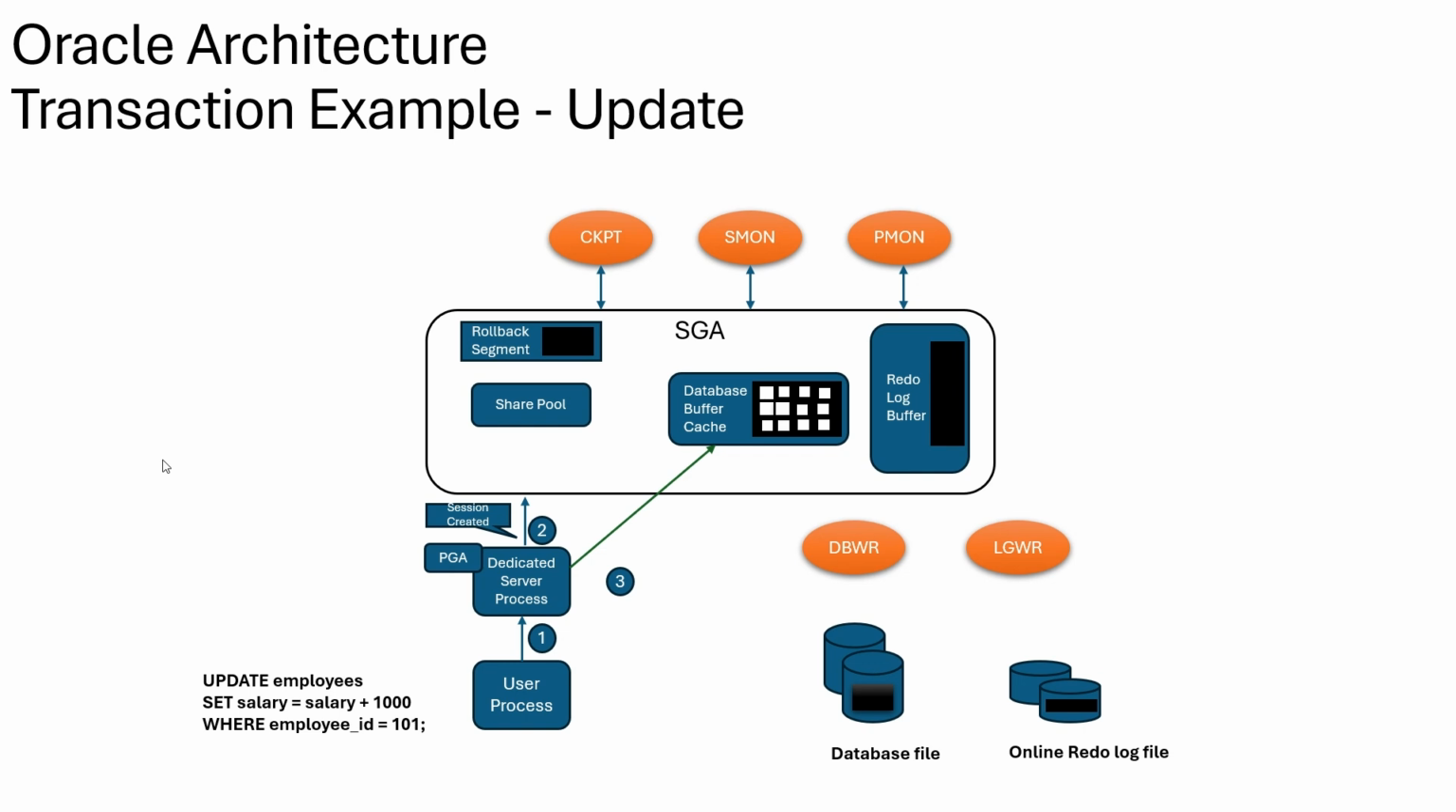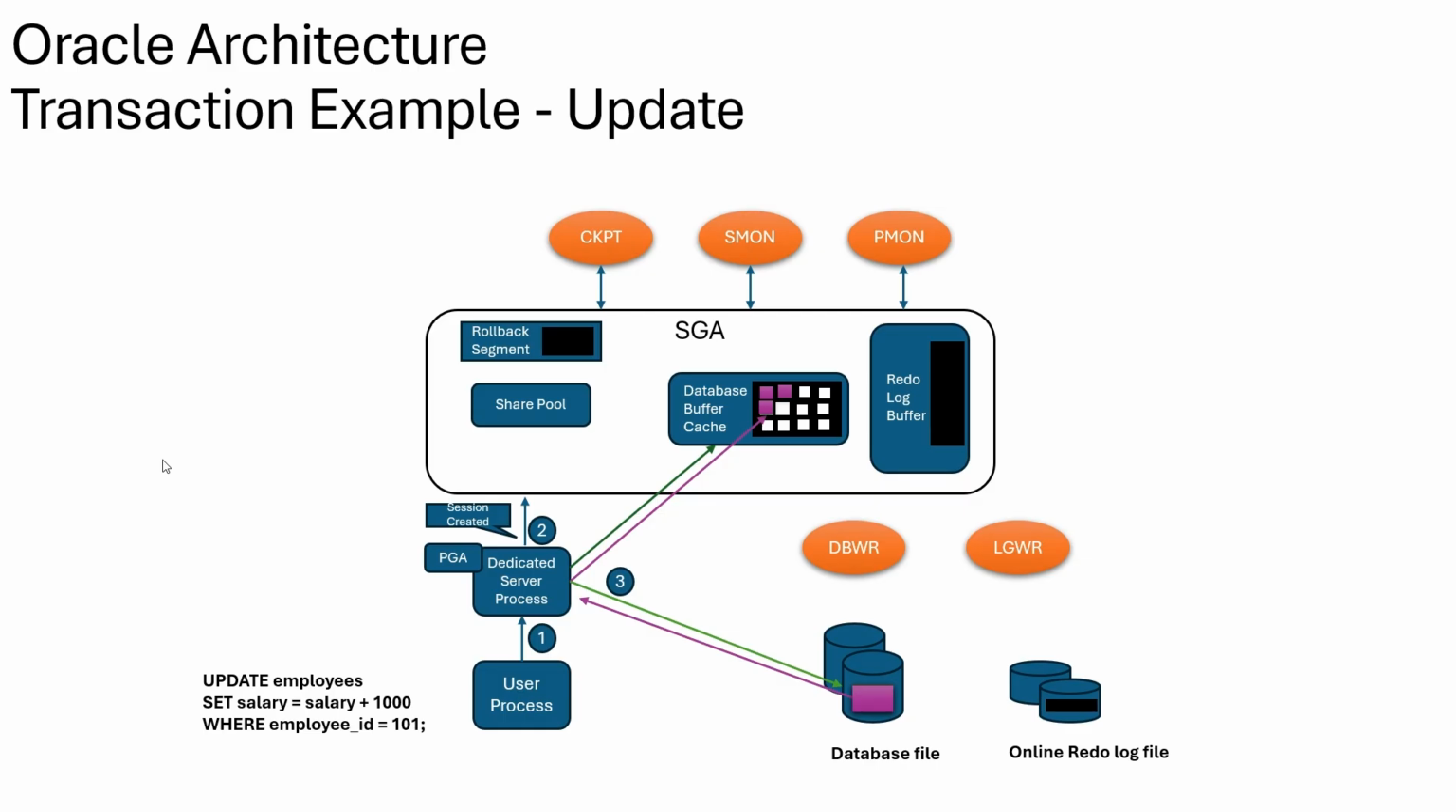If not, what will happen? The server process will go back to the database file, read the blocks and get those blocks, so back to the database buffer cache. If the blocks are not there, it will get those blocks to the database buffer cache. And those blocks are pinned, which means you are using those blocks to process your transaction. That is the current state of those blocks.